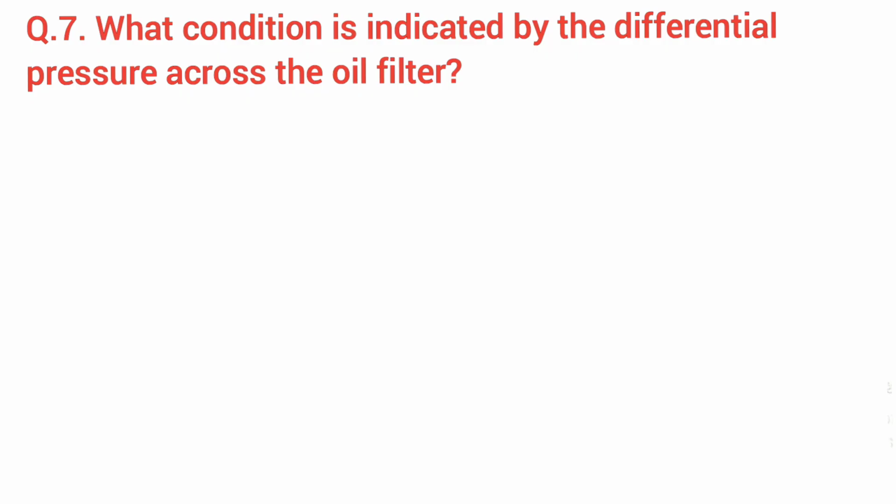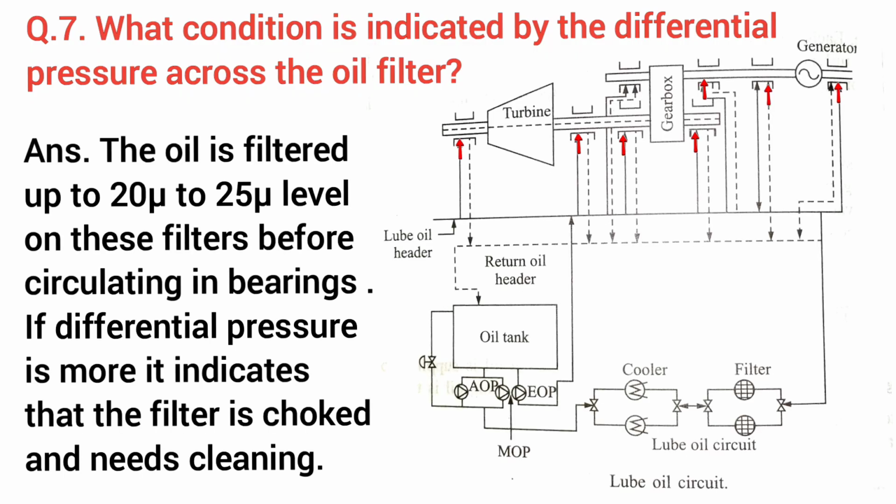What condition is indicated by the differential pressure across the oil filter? The oil is filtered up to 20 to 25 micron level on these filters before circulating in bearings. If differential pressure is more, it indicates that the filter is choked and needs cleaning.